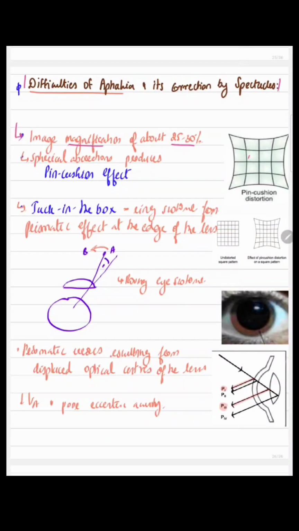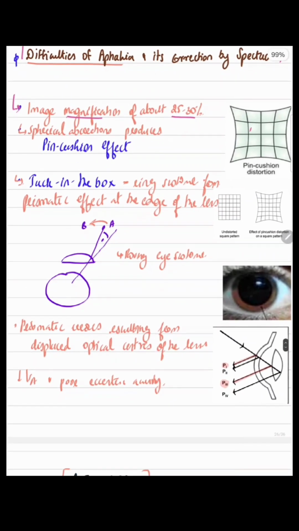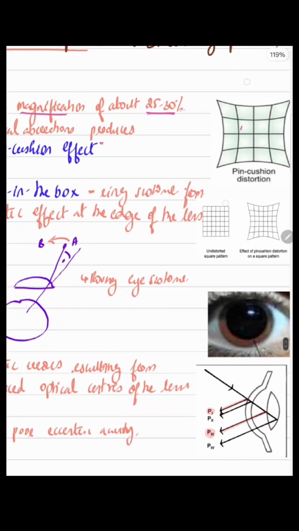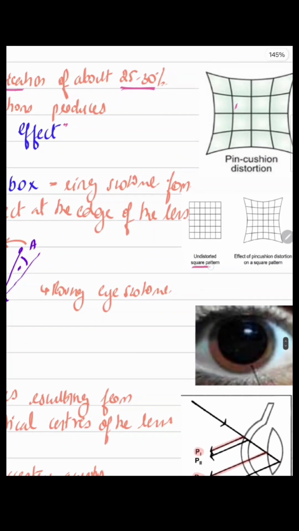Difficulties of aphakia and its correction by spectacles. When aphakia is corrected by spectacles, the patient will have image magnification of about 25 to 30%. And the spherical aberration produces something known as the pincushion effect. Here you can see the pincushion effect. This is a normal undistorted square pattern. In pincushion effect, the image magnification increases with distance from the optical axis. So here the visible effect is that lines that do not go through the center of the image are bowed inwards towards the center of the image like a pincushion.